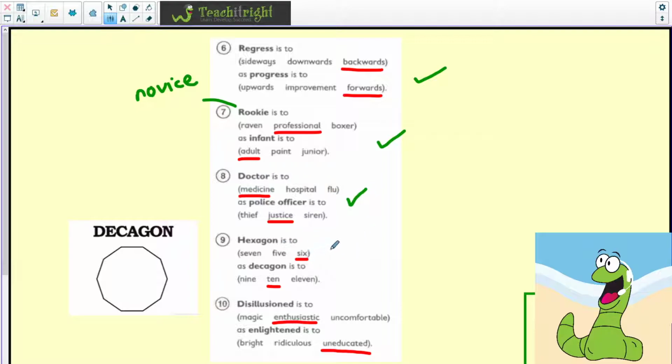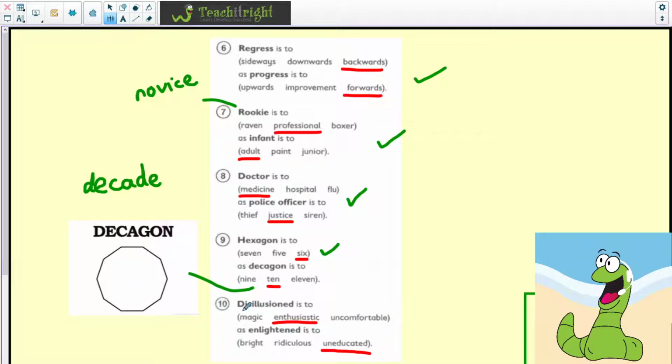Hexagon is to 6. I'm sure we all knew that. Decagon, just in case you didn't know, is a 10-sided shape. And I always think of also decade as in 10 years. Might be worth you having a go at drawing a decagon. Have a go. See if you can draw a 10-sided shape.